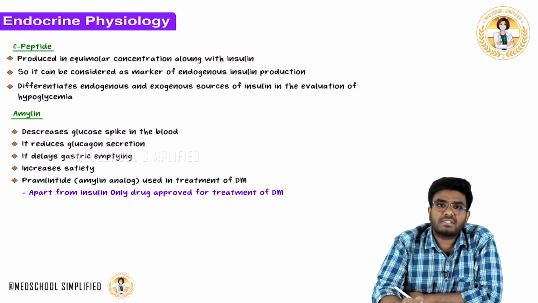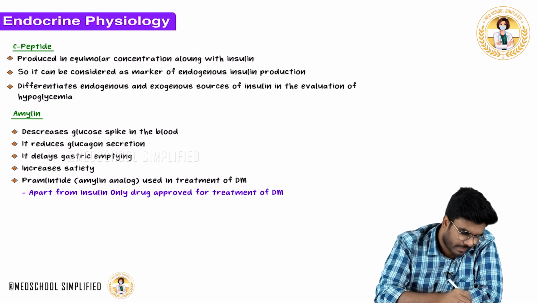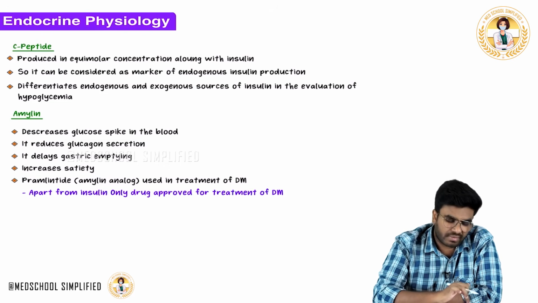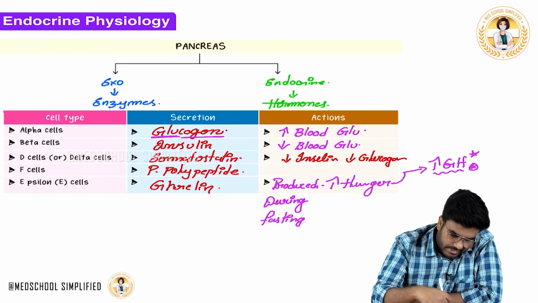Now after this, let's talk about C-peptide. Sir, what exactly are C-peptide and amylin? Please look here, C-peptide and amylin. If someone asks you where C-peptide and amylin are produced, see here.